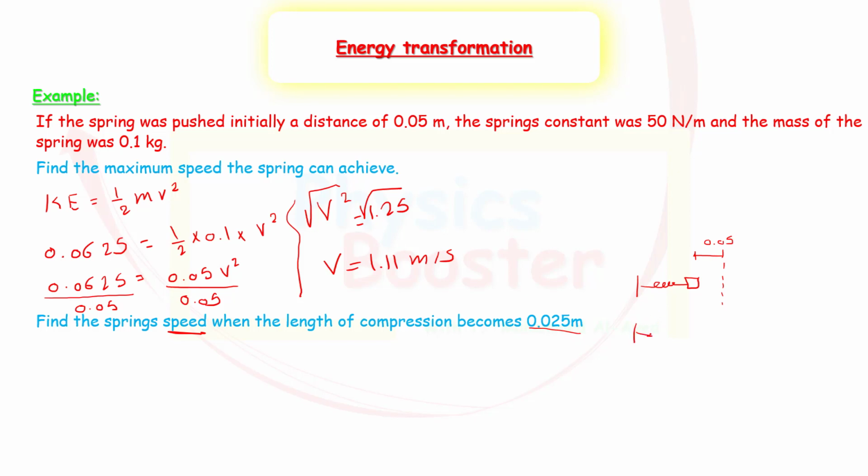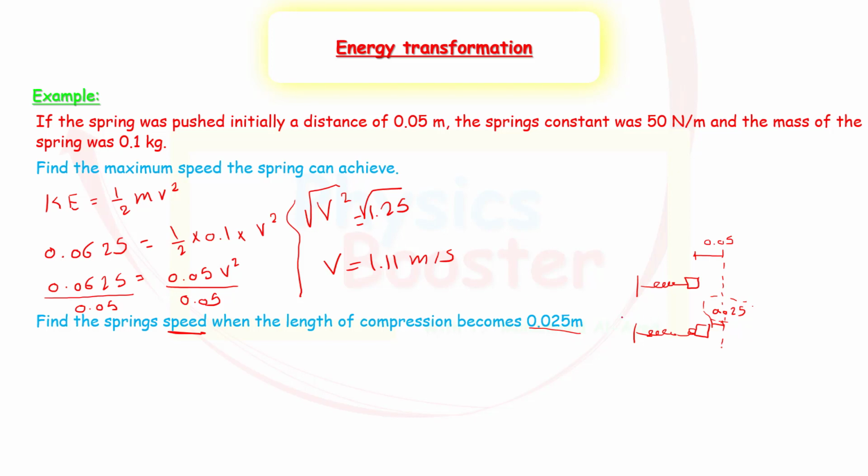Now, I'm asking you to find the speed of the object at a point where it is right here, right now, and the distance became 0.025. In other words, it is still moving and it is still compressed by a distance equal to 0.025. Well, we know that the mechanical energy is conserved.